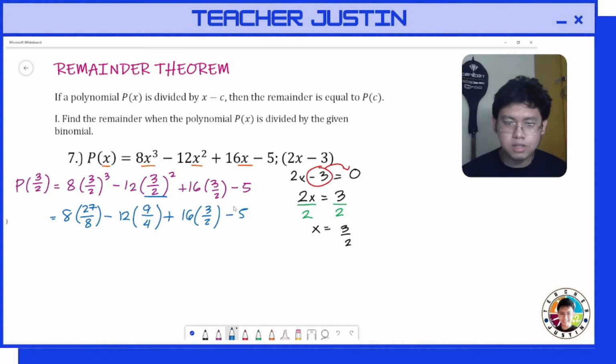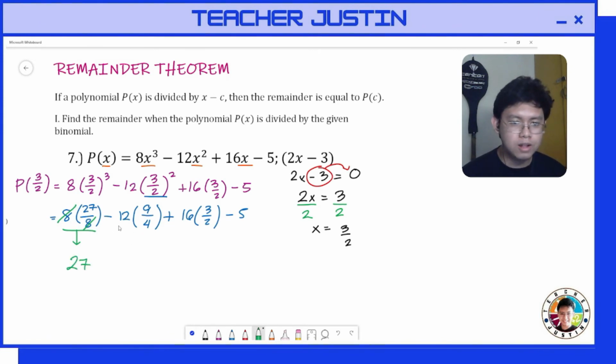Then our next step is for us to multiply. So let's multiply 8 and 27 over 8. So we can cancel 8 and 8 because they are both divisible by 8. So 8 divided by 8 is 1, giving us 27.